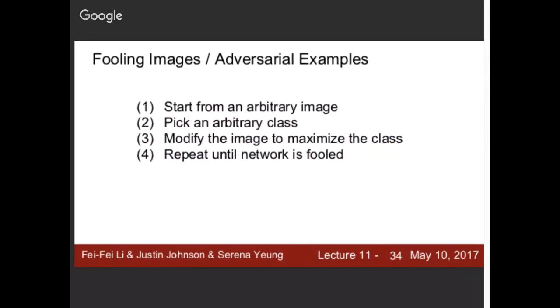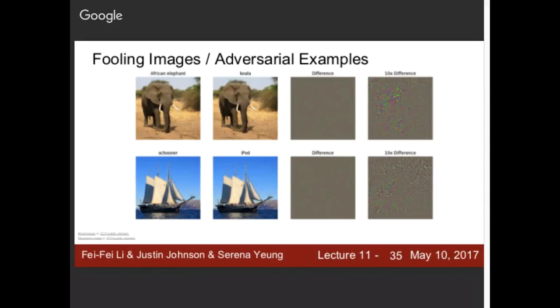Okay, so the next part is about fooling images, like adversarial examples. This is quite interesting. You're trying to fool the network into thinking that one image is something else, but it looks the same to a human, while the network thinks it's something completely different. So you start from one image, pick some class that you want the network to think it is, and keep updating the image to maximize that class until the network thinks it's the other class. For example, you can't tell whether those two pictures of the elephant are different. The difference is so small you can't even see it. You have to magnify it and then you see the noise. But the network thinks the one on the right is a koala, and for the boat, it thinks it's an iPod.